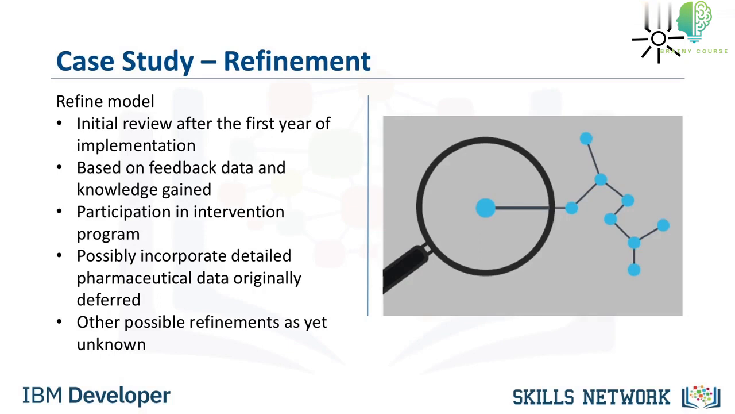Then the model would be refined based on all the data compiled after model implementation and the knowledge gained throughout these stages. Other refinements included incorporating information about participation in the intervention program and possibly refining the model to incorporate detailed pharmaceutical data. If you recall, data collection was initially deferred because the pharmaceutical data was not readily available at the time. But after feedback and practical experience with the model, it might be determined that adding that data could be worth the investment of effort and time. We also have to allow for the possibility that other refinements might present themselves during the feedback stage.